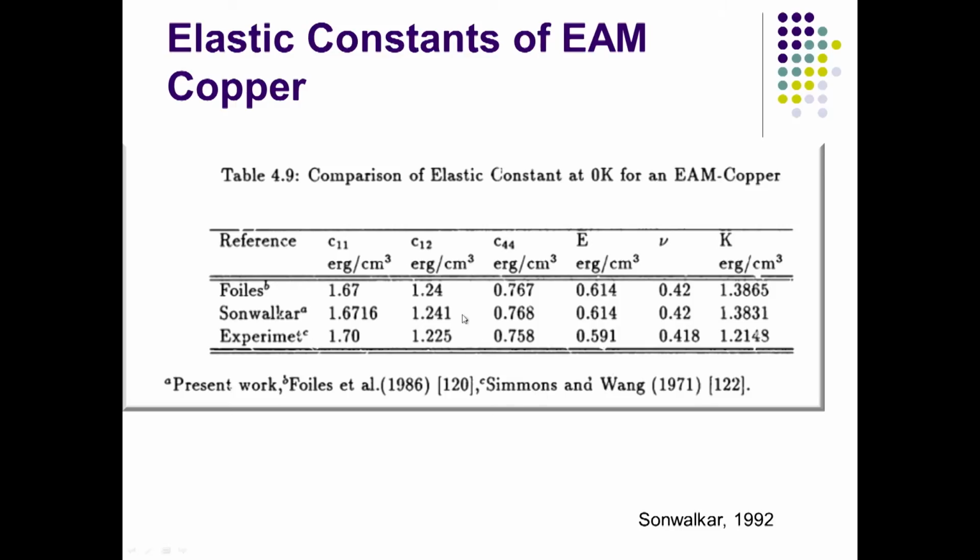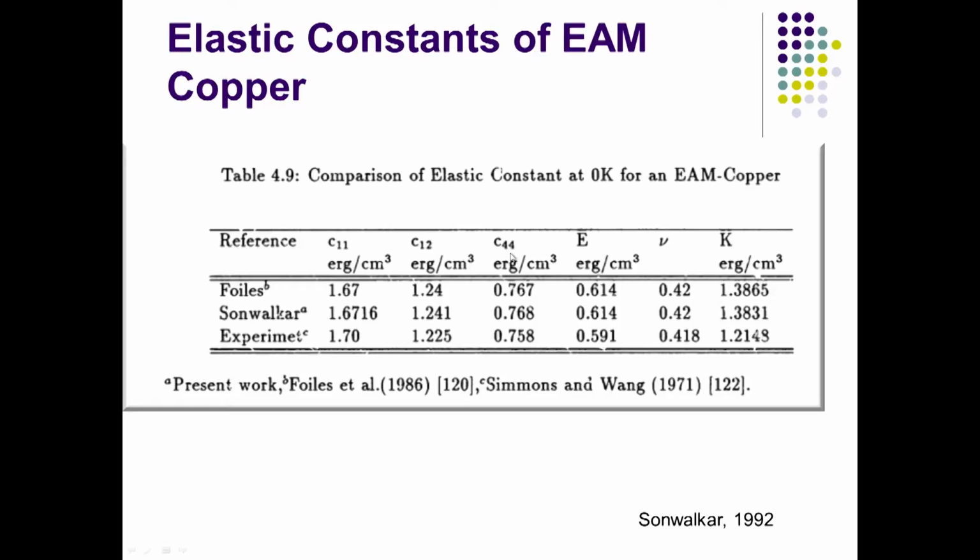Now you look at C12, which is the cross direction here. It is 1.24, and obviously I have a very good match with Foiles because I am using their potential function, 1.241, and the experimental value is also very good, 1.225. Now, C44 we are looking at 0.767, a very good match. Now, if you look at the energy in terms of erg per cubic centimeter, we are also looking at energy very nicely. The other parameters have a very close match, and this is where we conclude that molecular dynamics, especially with EAM potential for metals, works very well.